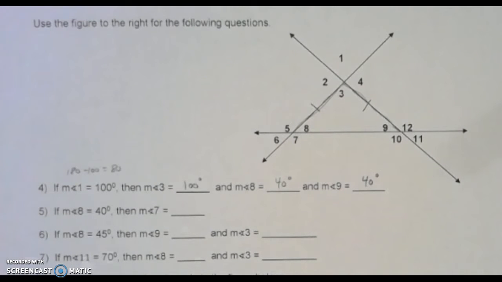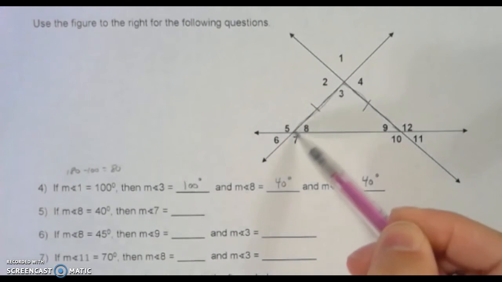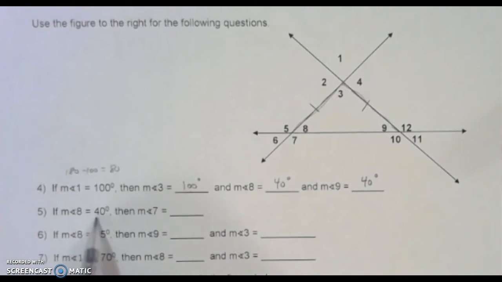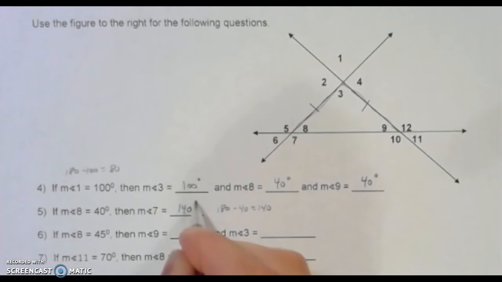In question number 5, it says if the measure of angle 8 is 40 degrees, then the measure of angle 7 is blank. So here's angle 8, here's angle 7. Together they form a straight angle, so they're supplementary angles, so they add up to 180. So if angle 8 is 40 degrees, well, 180 minus 40 means that angle 7 is 140 degrees.